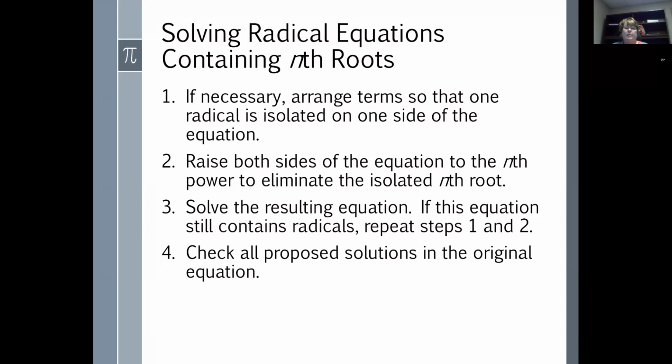You're going to solve the resulting equation. If you still have a radical, you repeat the step. And we're going to do that in the second example. And then when you're done, you need to check all your proposed solutions. You have to check your solutions. I'm not kidding. You have to check them, because when you raise both sides of an equation to an even power, you can introduce error. So you have to check your solutions.